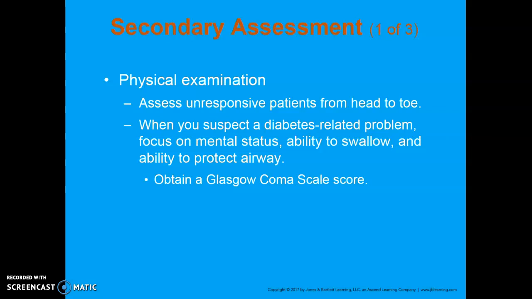Continuing on with chapter 19, whenever we're going to do a physical examination, if our patient is unresponsive, you always want to do a quick head to toe just to make sure that you're not missing anything. In a patient that you're very suspicious of a diabetes related problem, focus on mental status, if they can actually swallow, and then their ability to protect their airway. So we definitely want to obtain a GCS on that patient. We're not going to be able to give them oral glucose if they can't swallow.